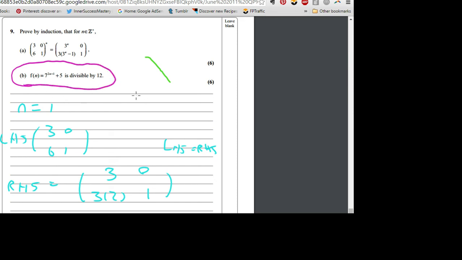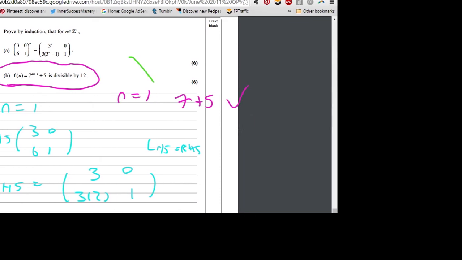First of all, n is a positive integer, so you prove it for n equals 1. And it's pretty trivial. In that case, you're going to get 7 plus 5, which is of course divisible by 12. Now, how are we going to do this? I'll show you the way I like to do it. So what do we have? We have f of n is 7 to the 2n minus 1 plus 5.